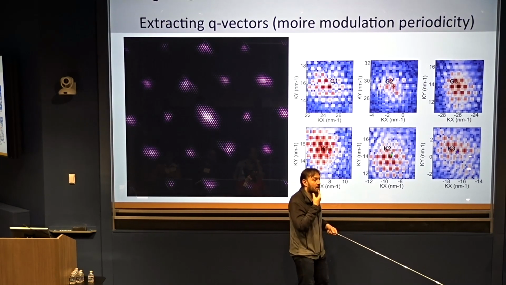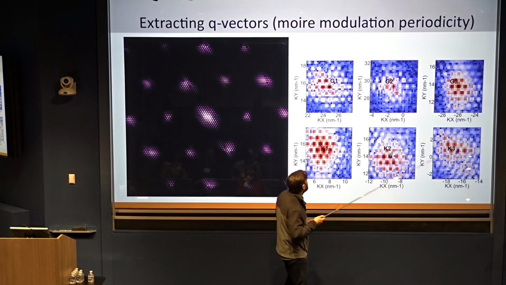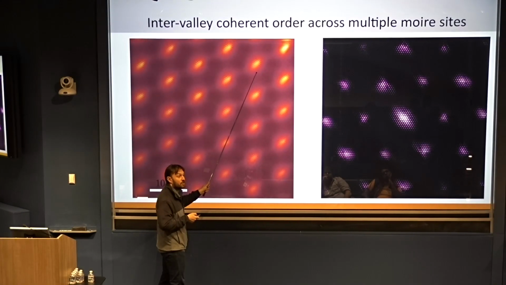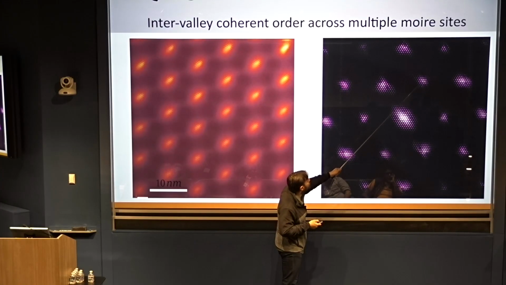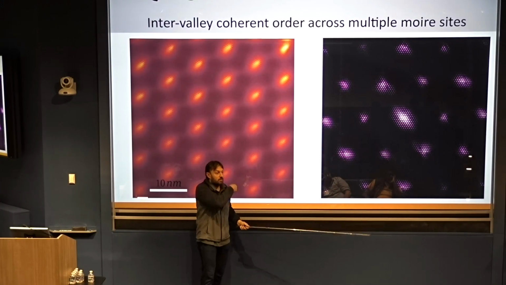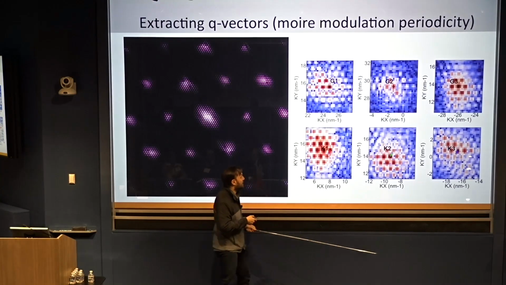Yes? Do you know why there's this extra texture to each of these peaks, this kind of mesh? Yeah, the mesh comes from the Moiré periodicity. So the separation between these dots is inversely proportional to the distance between the Moiré sites.